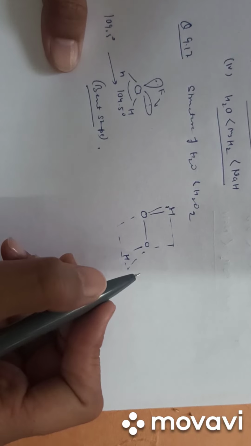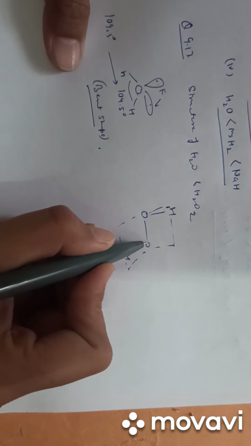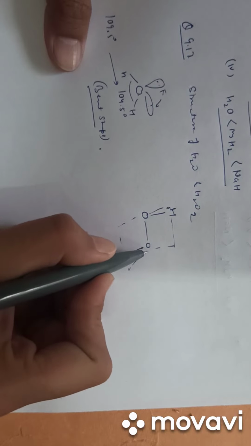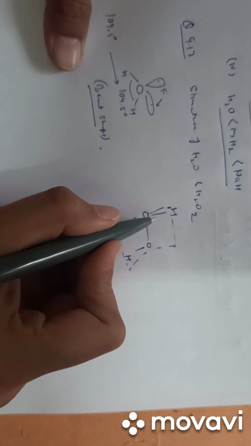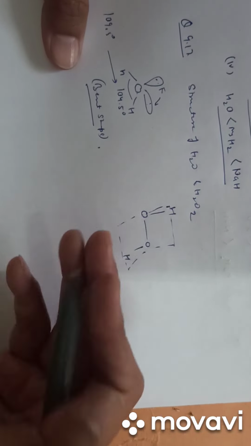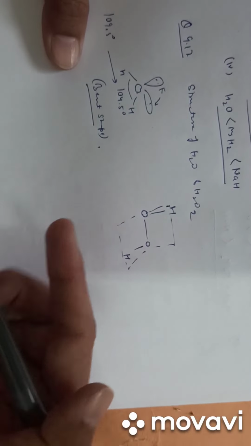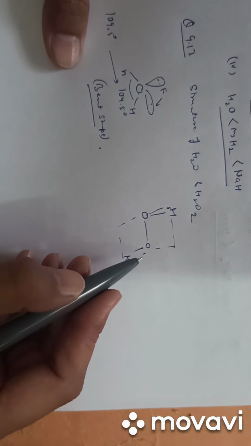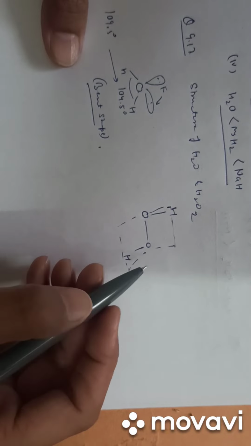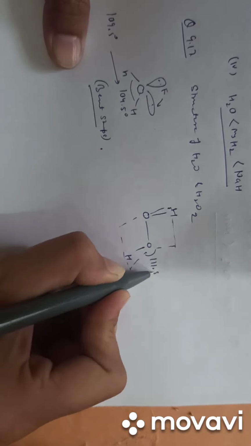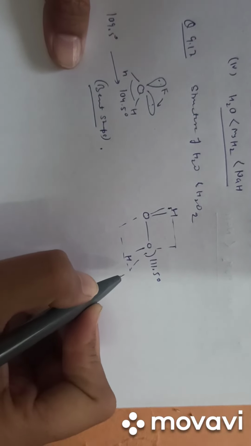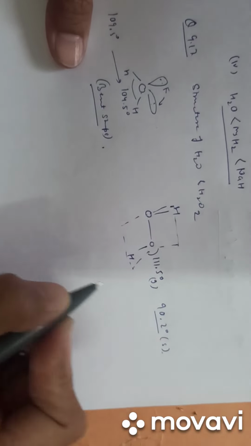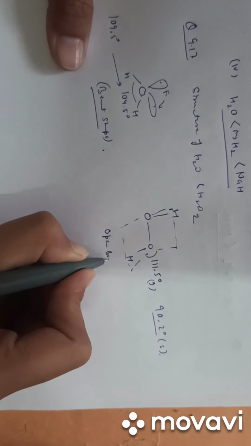In hydrogen peroxide, this H2O2 forms a non-planar structure in which two oxygen atoms are linked with each other with a single covalent bond, and each oxygen is further linked to a hydrogen atom by a single covalent bond, and both this OH bond and this OH bond lie in different planes, and the dihedral angle between these two planes is 111.5 degree in gaseous state, and the same angle changes to 90.2 degree in the solid state. So it forms an open book like structure.